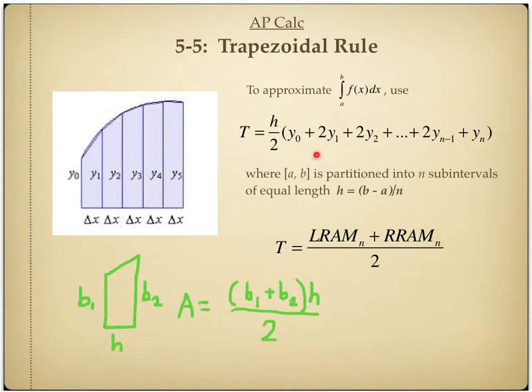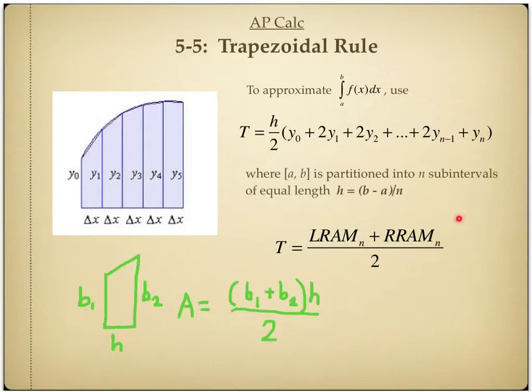Now you might wonder why we need all these 2's here. Well, think about it, this y1, this base is actually used for this trapezoid, and then later on it's going to be used for this one. So that's why we essentially have to use this twice, and this twice, and this twice. The only one we don't have to use twice is that very last base of that trapezoid. So that's the formula. We'll use that a little bit in just a second here.